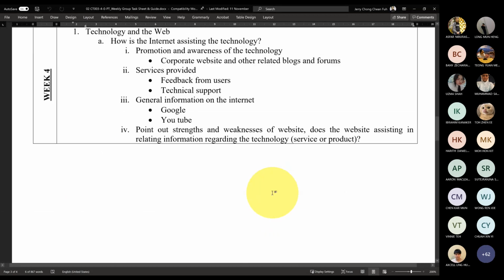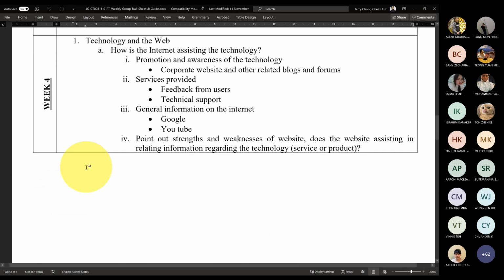So for week 4's task, just focus on how available the information about the technology is online. How available are they? How reliable are they? How complete is it? Can you easily find information about your technology on the internet? Because if you can, then it really shows the internet is assisting the technology.